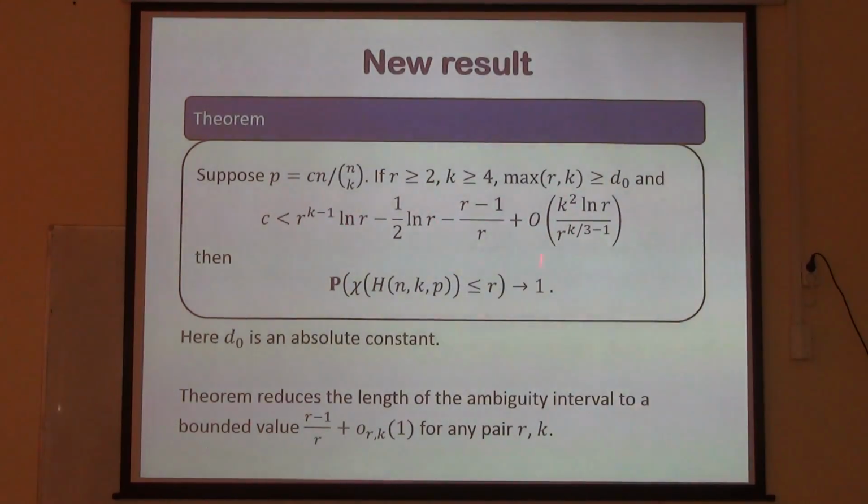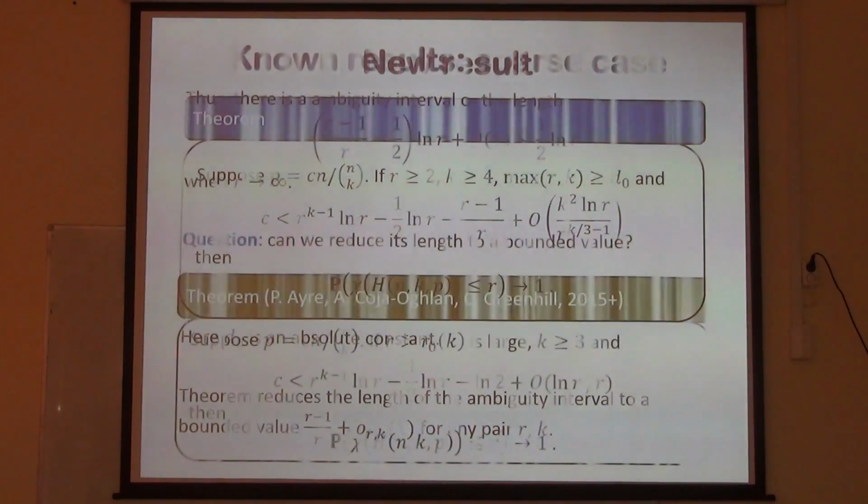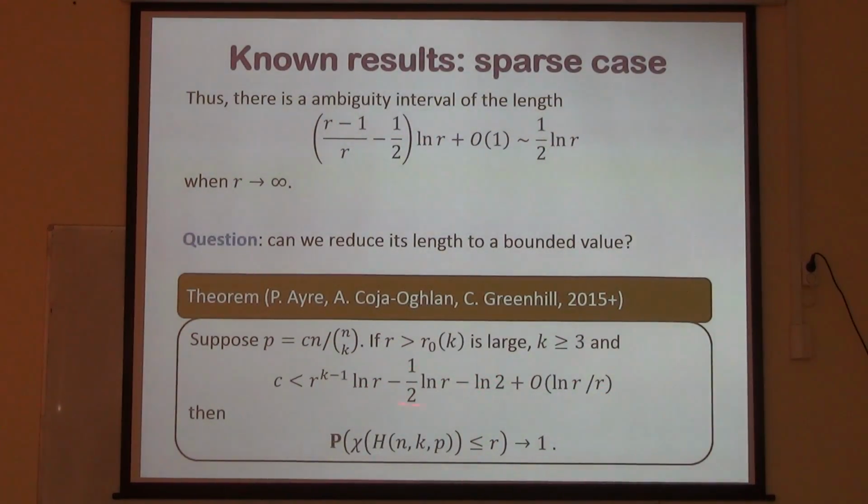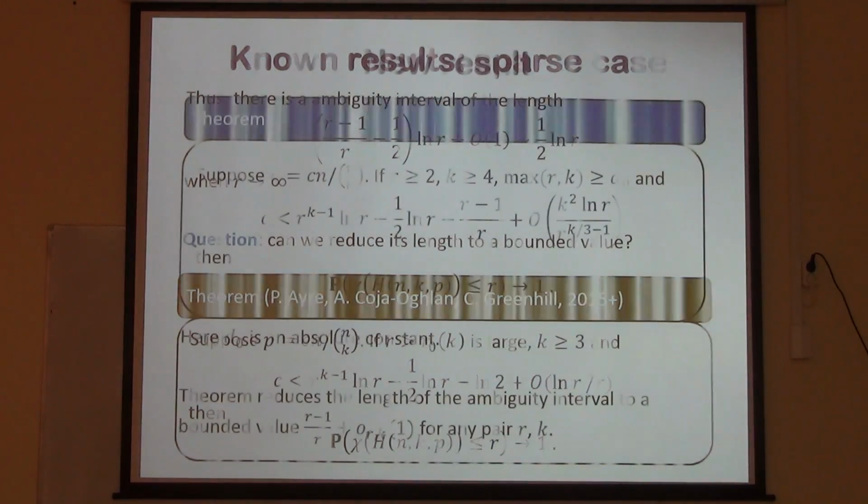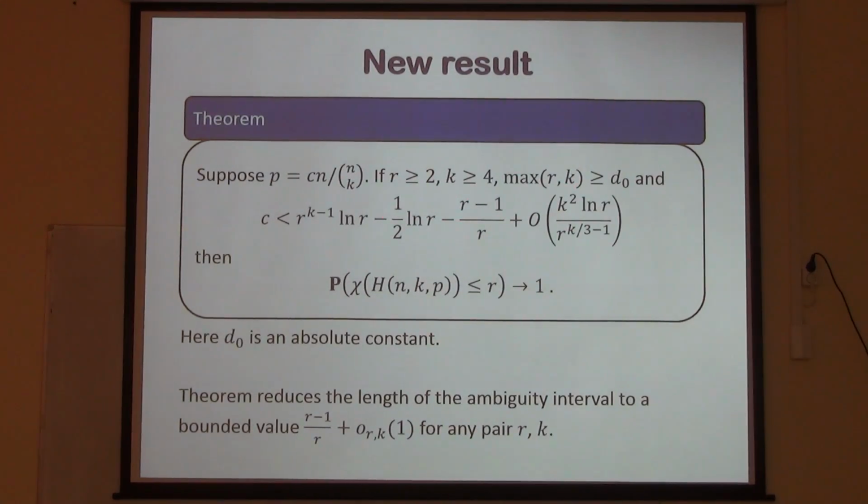When R is large and K is small, this constant is roughly minus 1, so our bound is less than this minus log 2. Log 2 is less than 1, so here it is. But it works in the opposite regime too, when K is large and R is small, so R can be equal to 2, for example. But for 2, this result had already been known for a very long time. So we reduce the length of this ambiguity interval to a bounded value for any pair R and K.